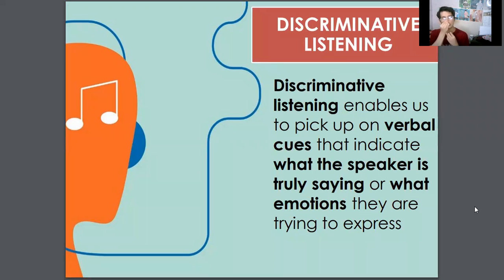Discriminative listening enables us to pick up on verbal cues that indicate what the speaker is truly saying or what emotions they are trying to express. So when your parents tell you to say sorry to them, they would know if you're sincere or not. Or if your boyfriend or girlfriend says sorry to you, or you're saying sorry to your partner, they would know if you're telling the truth or not. Unless otherwise, they are close-minded people who don't want to believe whatever you're saying.